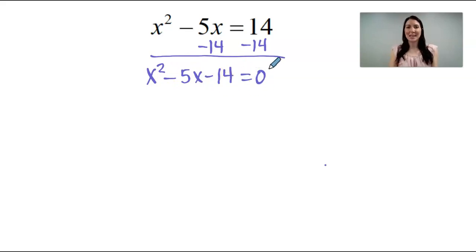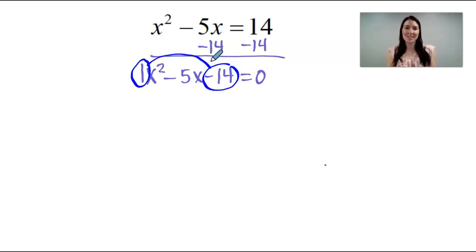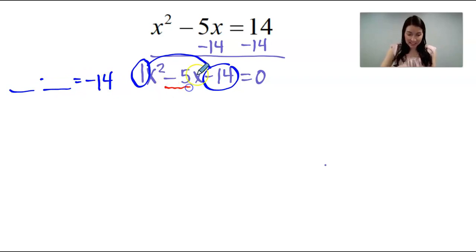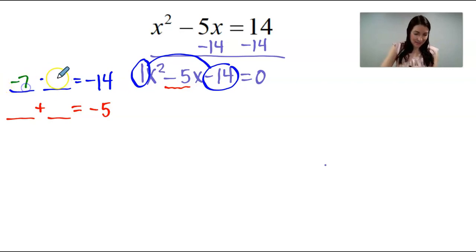Now I'm going to do exactly what I did on the last problem. I'm going to write a coefficient of 1 in front of that, and then I'm going to circle the first coefficient and the last constant, and multiply those two numbers together. I get negative 14. So I'm looking for two numbers that multiply to negative 14, and those same two numbers need to add to the middle coefficient, which is negative 5. Take a moment to think about those numbers, and I think they are negative 7 and positive 2. Those two numbers would multiply to negative 14 and add to negative 5.